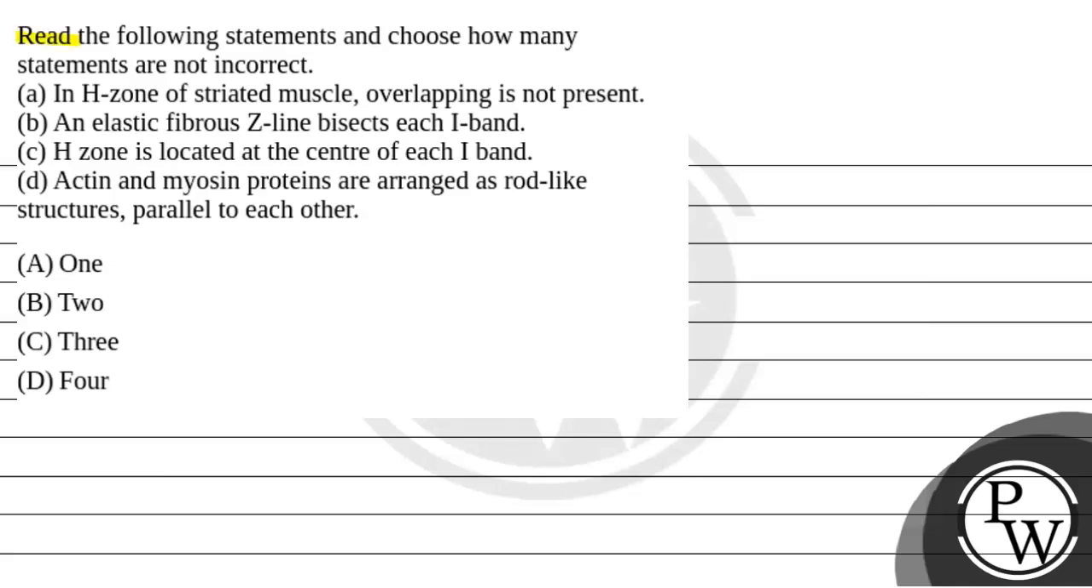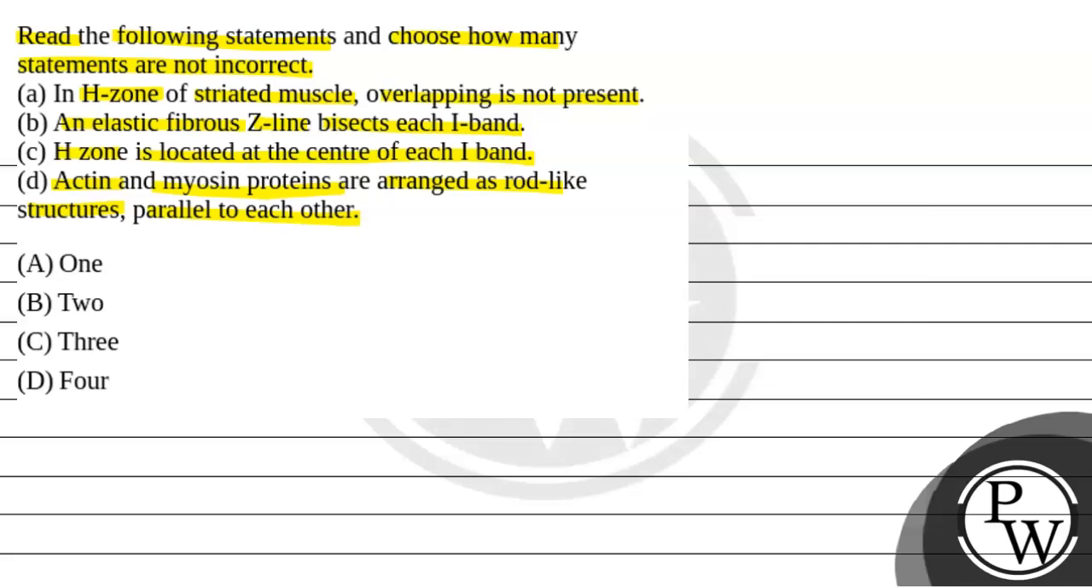The question says, read the following statements and choose how many statements are not correct. The first statement is: in the H zone of the striated muscle, overlapping is not present. Second, an elastic fibrous Z line bisects each I band. Third, H zone is located at the center of each I band. And fourth, actin and myosin proteins are arranged as rod-like structures parallel to each other.